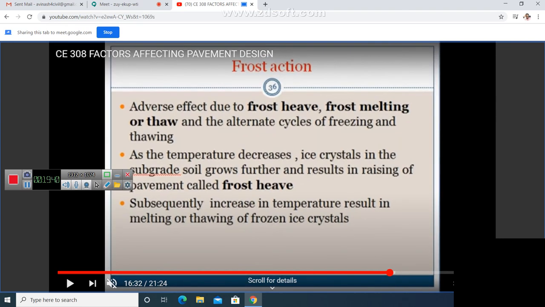Next, the adverse effects due to frost heave, frost melting or thaw, and the alternate cycles of freezing and thawing. I told you about frost heave. As temperature decreases, ice crystals in the subgrade soil grow further and result in raising of the pavement, called frost heave. Subsequently, an increase in temperature results in melting or thawing of the frozen ice crystals.